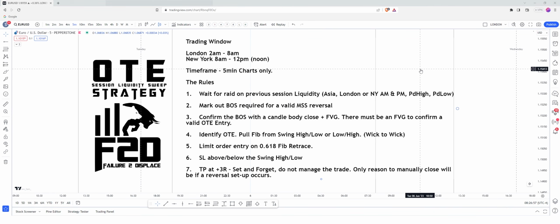So there we are, guys. That's the optimal trade entry session liquidity sweep strategy. These are the rules. Take a note of them and go back test and forward test for yourselves and let me know how you get on.